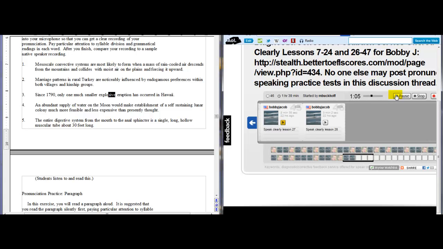Number 4. An abundant supply of water on the moon would make establishment of a self-sustaining lunar colony much more feasible and less expensive than presently thought. Number 5. The entire digestive system from the mouth to the anal sphincter is a single hollow, long muscular tube about 30 feet long. Well, interesting. I read it with single, long, hollow muscular tube.